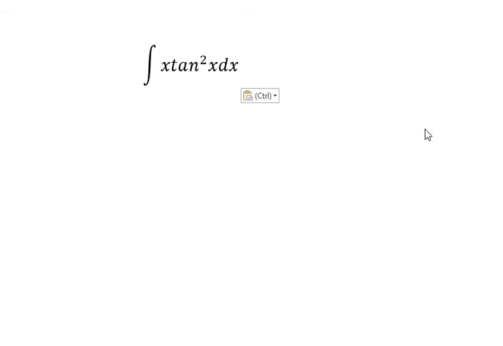The topic today is the integral. We have the integral of s multiplied with tan s to the power of 2 ds. So I will show the technique how to answer.